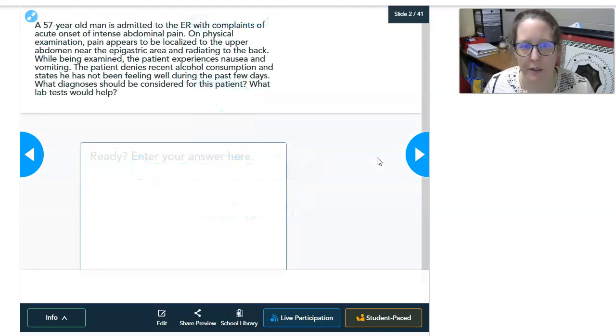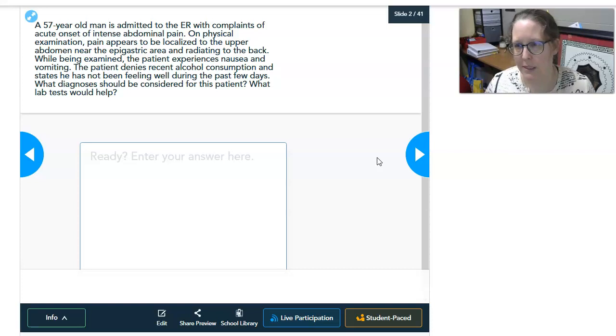So, a 57-year-old man is admitted to the ER with complaints of acute onset of intense abdominal pain. On physical examination, pain appears to be localized to the upper abdomen near the epigastric area. So, it'd be like, above the belly button, kind of below the ribs, and it radiates to the back. While being examined, the patient experiences nausea and vomiting, and the patient denies any recent alcohol consumption and states that he has not been feeling well during the past few days. What diagnosis should you consider for this patient, and what lab tests would help?